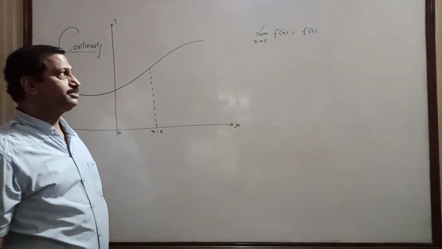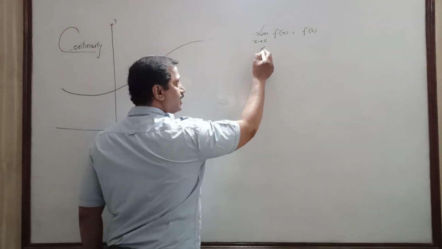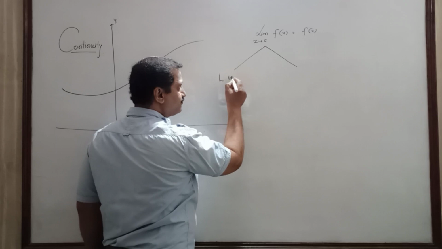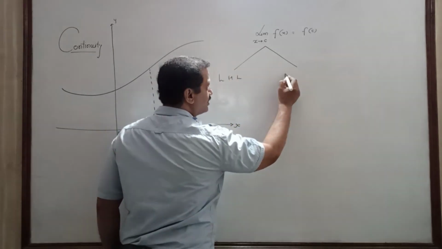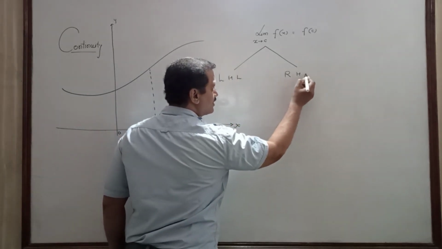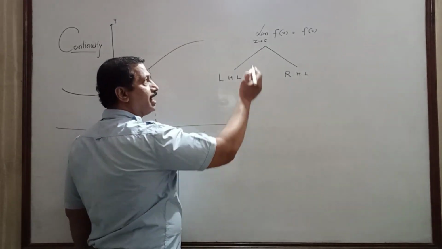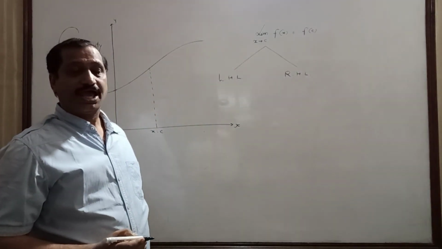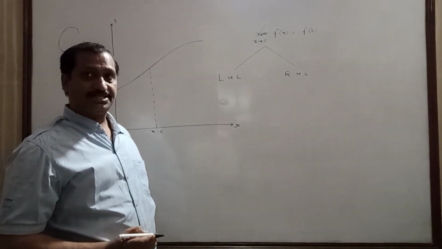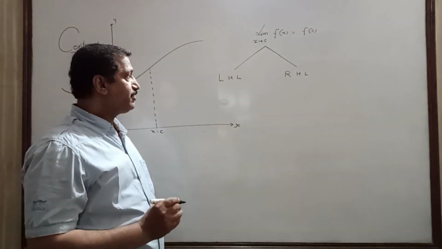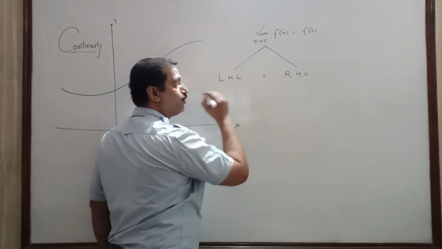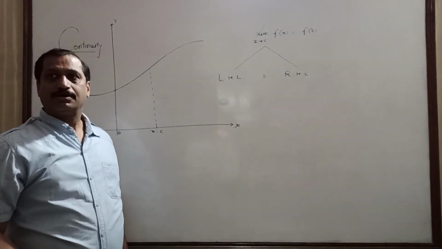Limit x tending to c can be broken in two parts: first, left hand limit, and second, right hand limit. Limit x tending to c f(x) exists if and only if left hand limit and right hand limit both are equal.